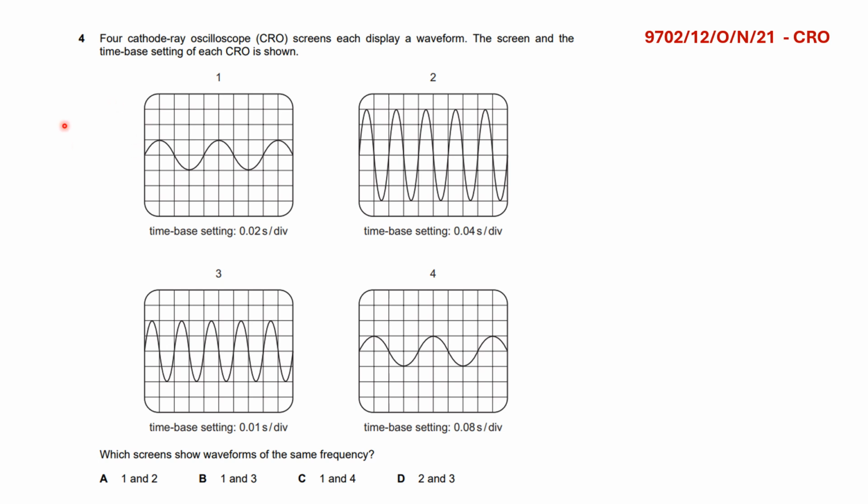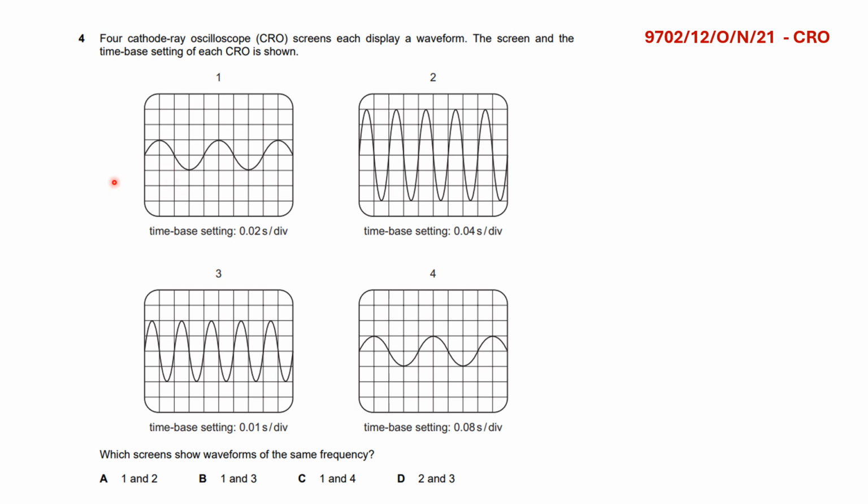Please pause this video and try this question before I review my answers. Let me read this question. 4 cathode ray oscilloscope screens each display a waveform: 1, 2, 3, 4. The screen and the time-base setting of each CRO is shown. Which screens show waveforms of the same frequency? To answer this question, I have to calculate the frequency of each display and then compare to determine which displays have the same frequency.